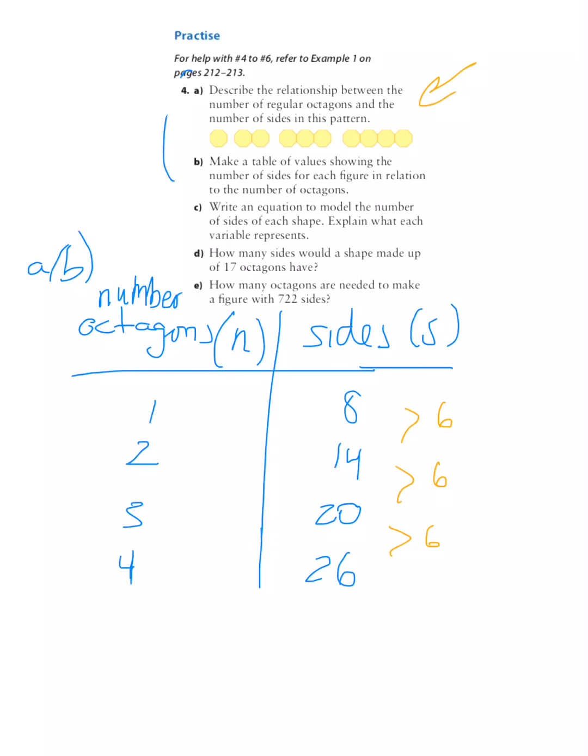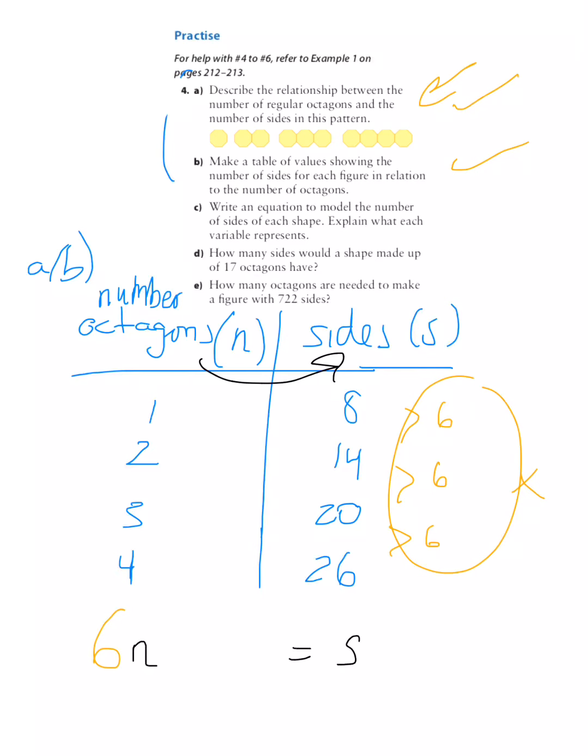So for B, we made a table of values, so we're done A, we're done B. Write an equation. So here's where we have to play around. Our goal is we have to go something times N, and on the other side of the equal sign we have to get S. So we have to go from octagons to sides. Now, one of those numbers we know is this one. So that is going to be multiplied, and that goes here. So 6N equals S.